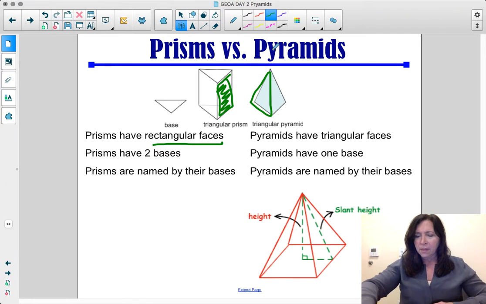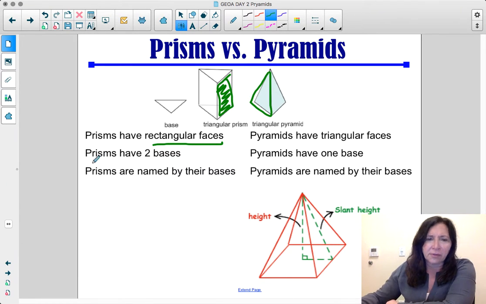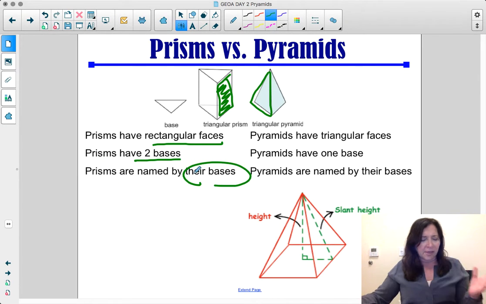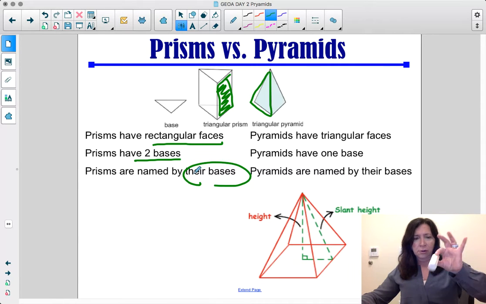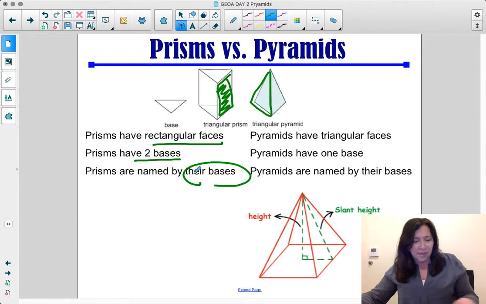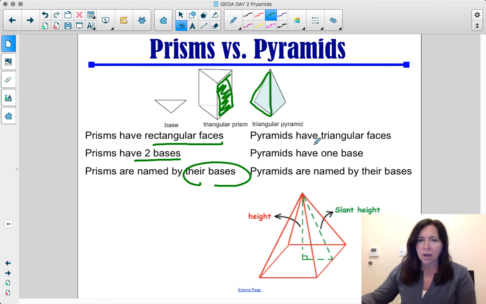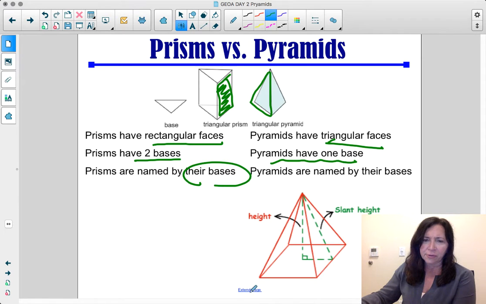A couple of things as well. A prism has two bases, and prisms are named by their base, just like I said. So you can look at the base and call it a triangular prism. You can look at this one, this is a square prism. This is an octagonal prism. Now this is a square pyramid. Pyramids have triangular faces, we talked about that. Pyramids have one base, and pyramids are also named for their bases.